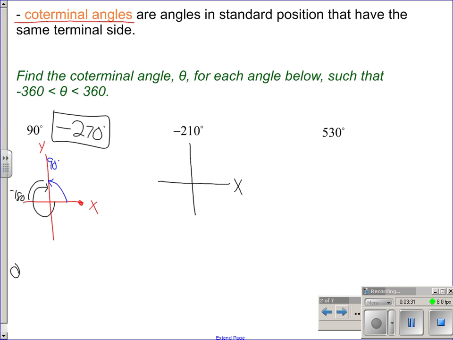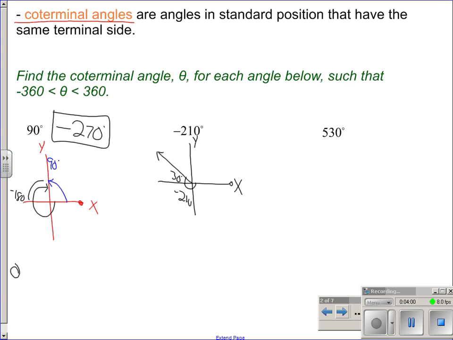Negative 210. First thing I want to do is just see where that is. So it's a negative, so I'm going to start here at the positive x-axis at the 0-degree mark. 210 degrees in the negative direction. If I go to here, that's 180. That means I've got to go another 30. So this is a 30-degree angle right there between the angle and the negative part of the x-axis. But that is my negative 210.